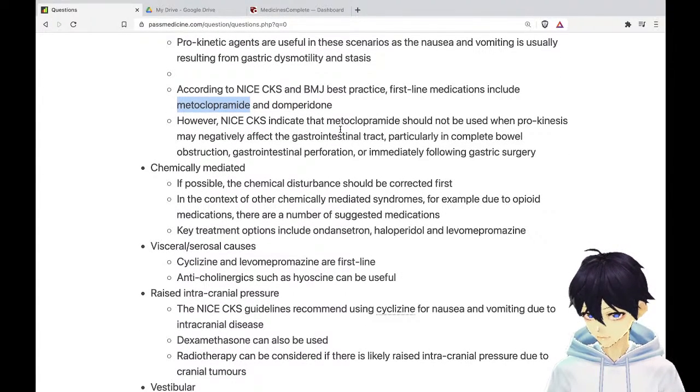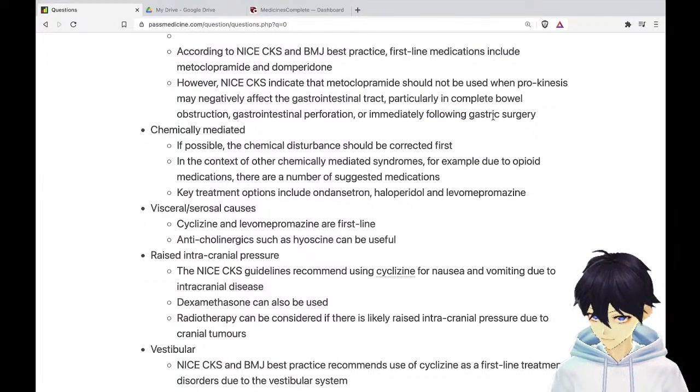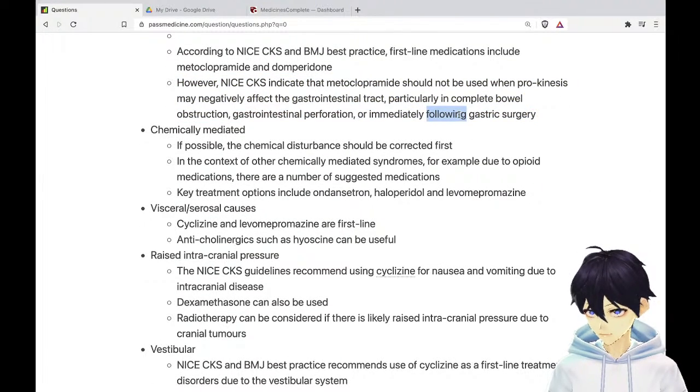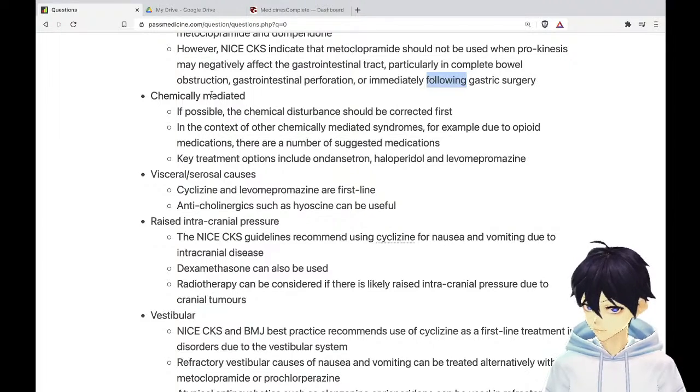However, NICE-CKS indicate that metoclopramide should not be used when prokinetics may negatively affect the gastrointestinal tract, particularly in complete bowel obstruction, gastrointestinal perforation, or immediately following gastric surgery. Okay, because you might cause a rupture in these cases.